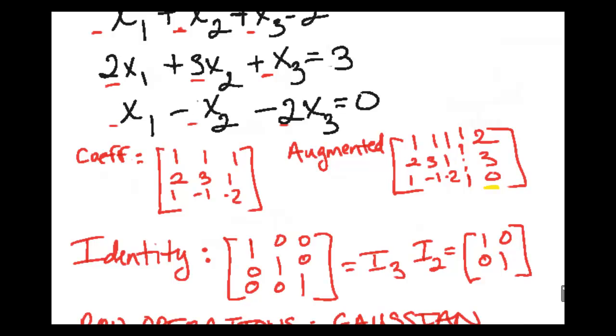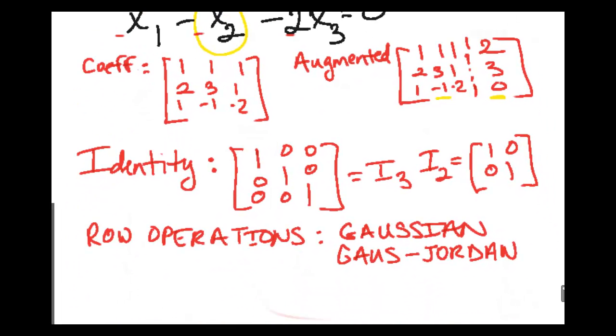If a number is missing, say this x2 right here just was not there, it was x1 minus 2x3, you would put a 0 in this spot right there. Okay? But these are the identity matrices, and that is the video.